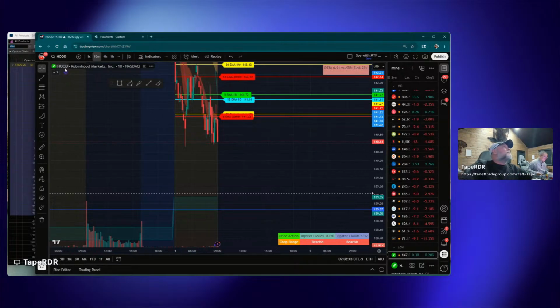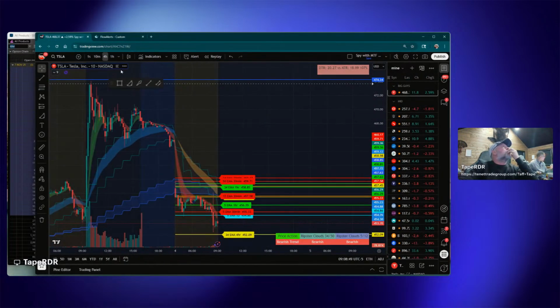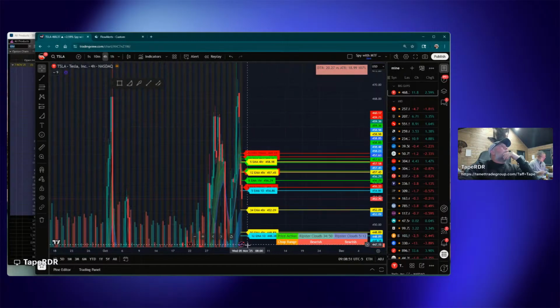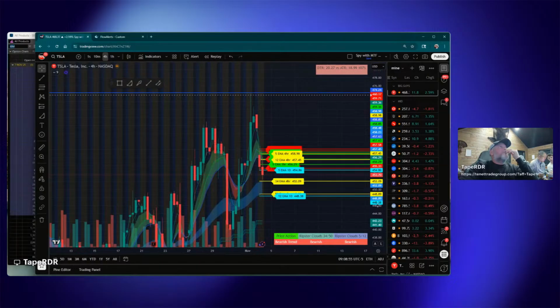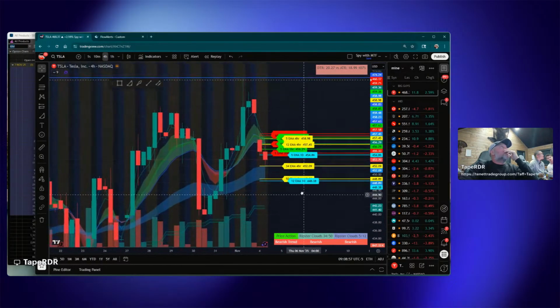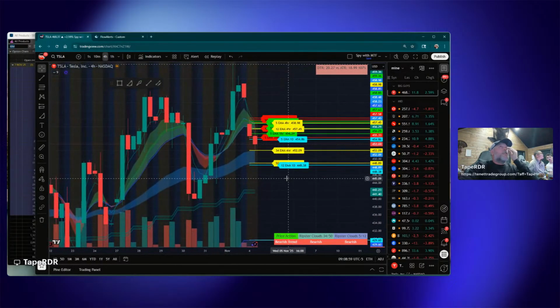Oh, Tesla. Everybody loves Tesla. 4 hour on Tesla. This one, you have to redefine for it. This one is not a play for today. Okay, this is not a play for today. The Tesla's making a cup and handle right here. It's a deep handle. It's a deep handle with a gap in it, but it's still doing it.